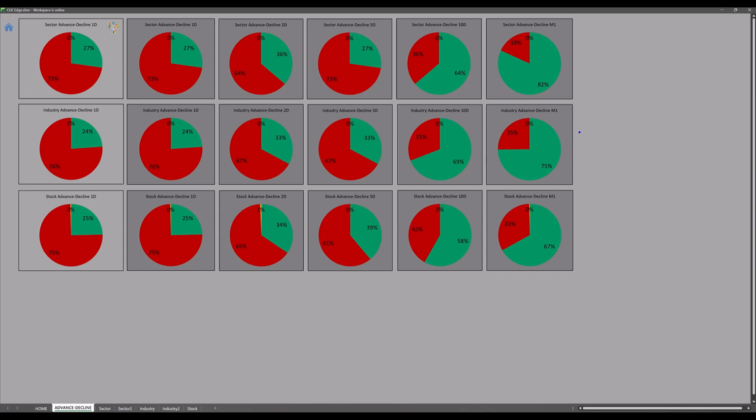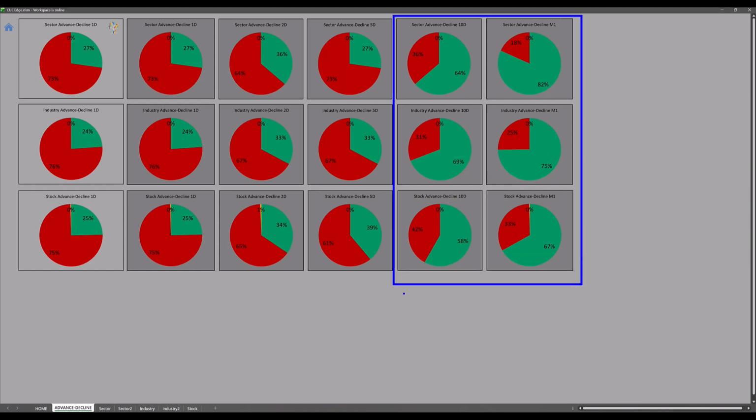Sector industry stock breadth. 1 month and 10-day longer-term periods are bullish. Medium-term period, 5-day, turned bearish, and 2-day and 1-day turned even more bearish. The bullishness is reducing and the bearishness is increasing. That allows shorting, does not allow buying.